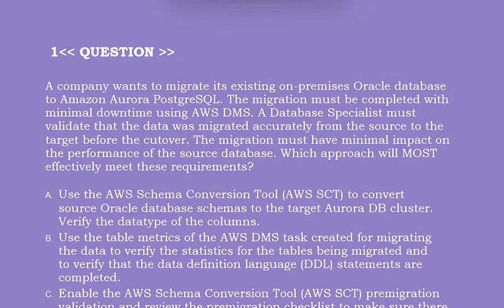Question: a company wants to migrate its existing on-premises Oracle database to Amazon Aurora PostgreSQL. The migration must be completed with minimal downtime using AWS DMS. A database specialist must validate that the data was migrated accurately from the source to the target before the cutover. The migration must have minimal impact on the performance of the source database. Which approach will most effectively meet these requirements?